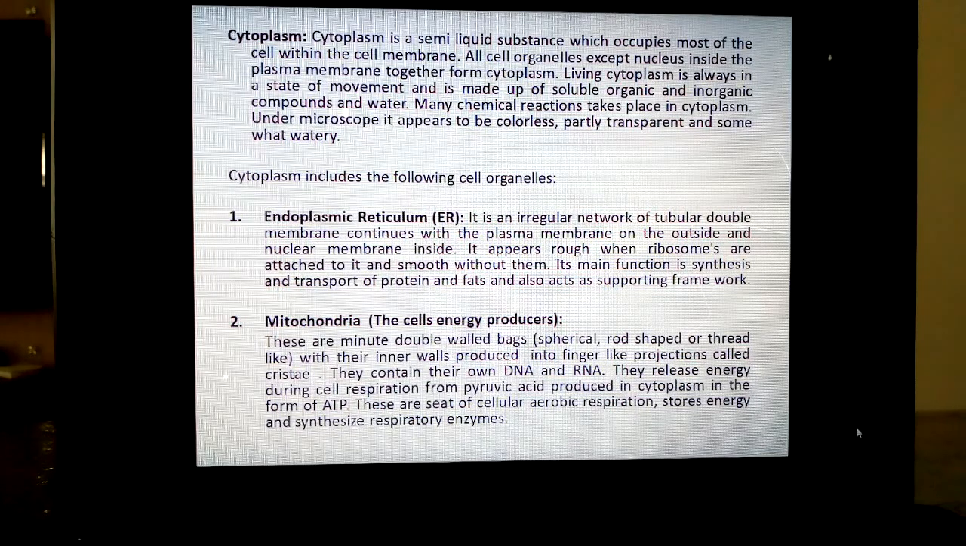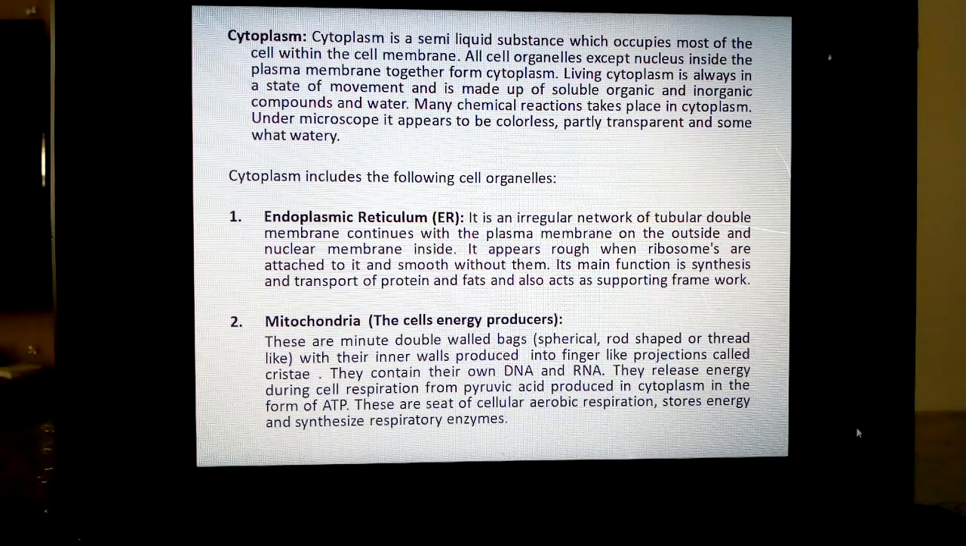Now we are moving on to endoplasmic reticulum. It is an irregular network of tubular double membrane continuous with the plasma membrane on the outside and the nuclear membrane inside. Now you are going to imagine a plasma membrane that starts like an irregular network. Reticulum means network. You might have seen a throw ball net, volleyball net, no? Similar to that, a network. For windows and window panes, we put some mesh, no? Like that. Under the microscope, it appears very thin, mesh-like.